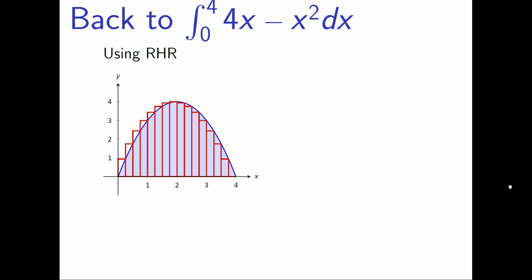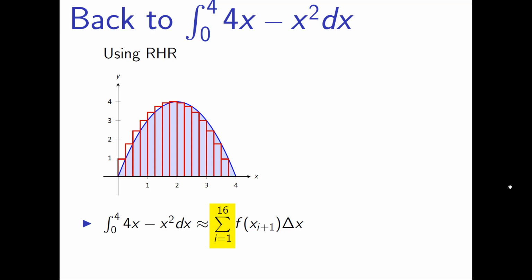Okay, and I think a drawing would certainly help here. So here are our 16 rectangles. The first one has height f of 0.25, then f of 0.5, f of 0.75, and f of 1, and so on. And so we can say that the integral there is going to be approximately given by the sum of all these rectangles.